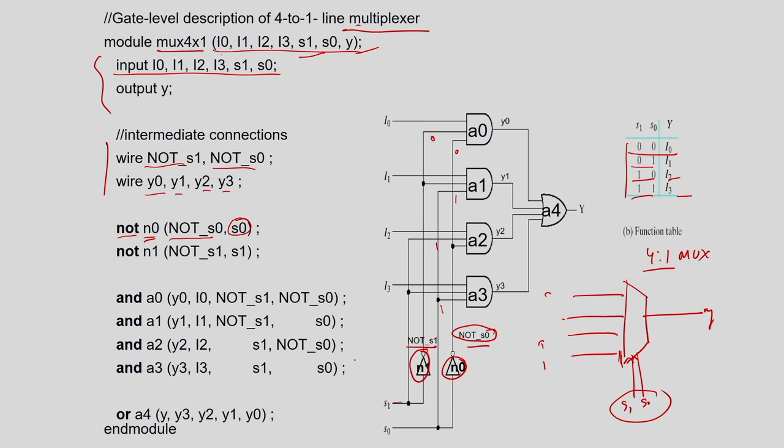Similarly, I make it for S1. S1 is the input and NOT S1 is the negation of this S1 value, because this is a NOT gate, right. So, I make these two NOT gates.